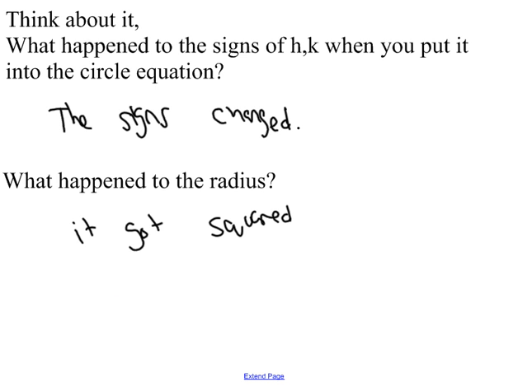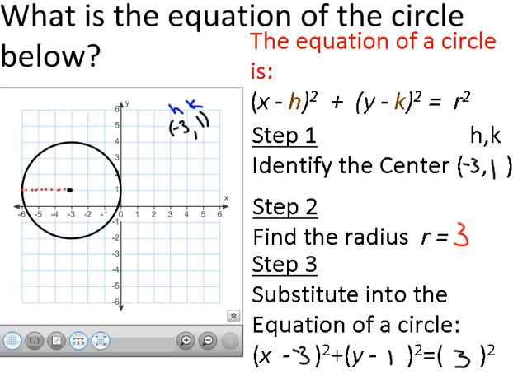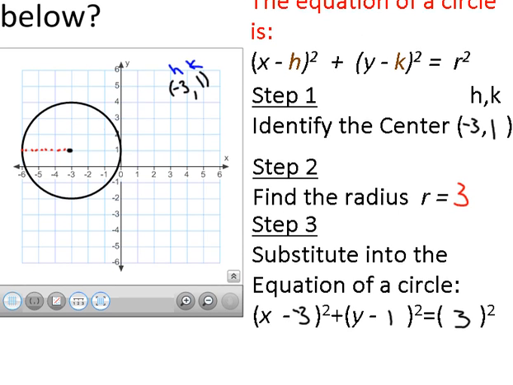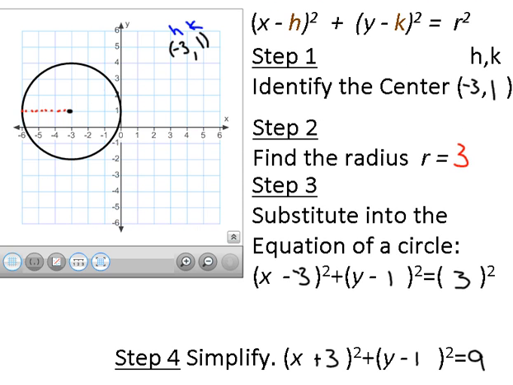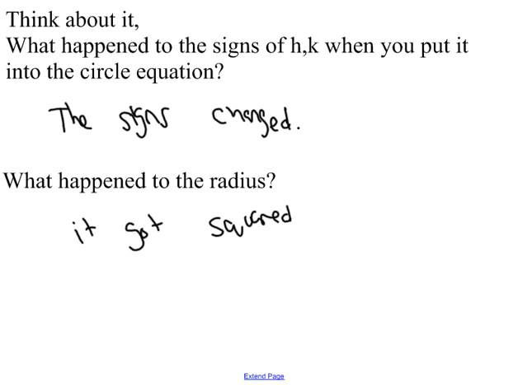Okay, even in the first example, let's go back to the first example. Your original h and k was -3 and 1. But look at your final answer. Look at the equation. It says x plus 3. That -3 is going to look in the equation as x plus 3. And that 1 is going to look in the equation like y minus 1. So the signs of h and k are changing. And the radius is getting squared.